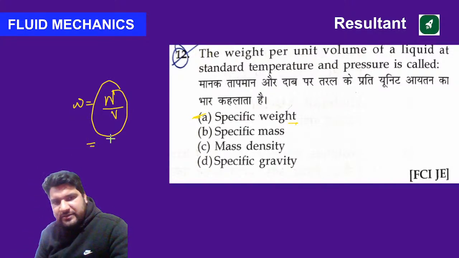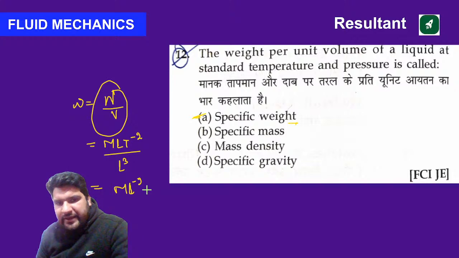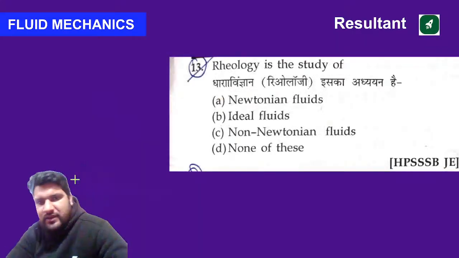So the weight is simply force. Force has the dimensional formula of MLT minus 2. Absolutely correct. Divided by the volume. Volume has the dimensional formula of L cube. So the dimensional formula is M L minus 2 T minus 2. This is the dimensional formula of specific weight. Absolutely correct. Next.